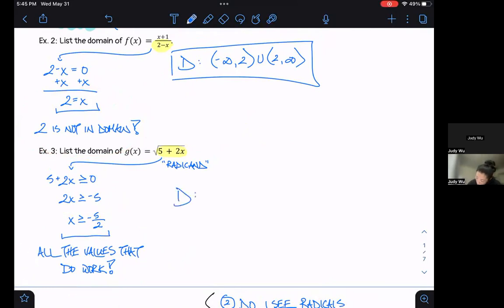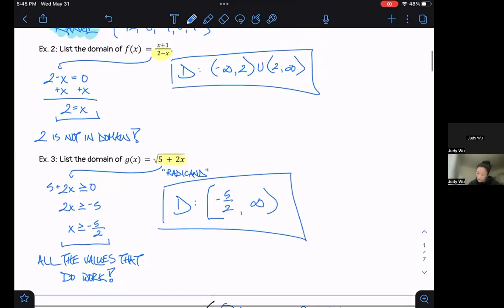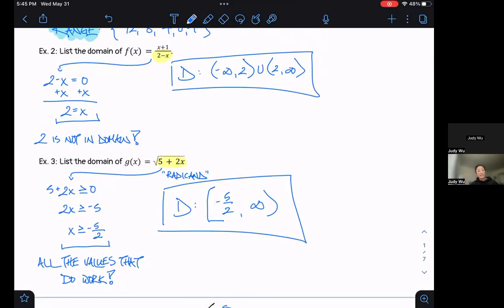So our domain for this one, it's everything bigger than -5/2, but also including -5/2. So we're going to have -5/2 with a bracket. The square bracket shows that we're including it, comma, all the way up to infinity, close it with a parenthesis. Okay? So this is our domain for something that has an even root. And that is number 2, shows us the domain when we have a fraction with something in the denominator, okay, that has a variable.